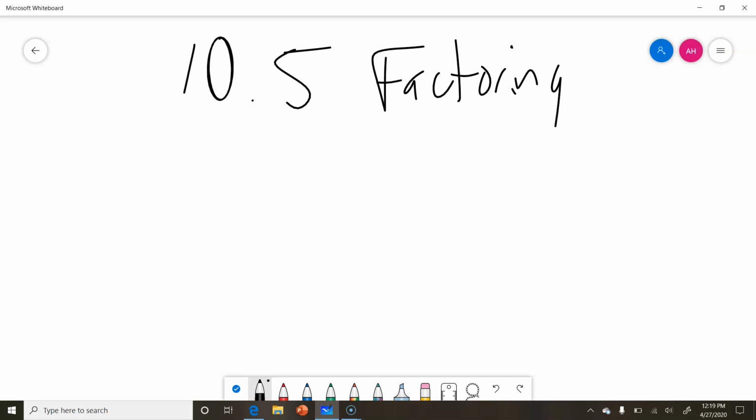Okay, well, good morning, 8th and 9th grade in our Algebra I class. We are on a new lesson today. We are on 10.5, and this is called, again, guess what? Factoring. Yay! This time we're factoring completely. This is on page 425.